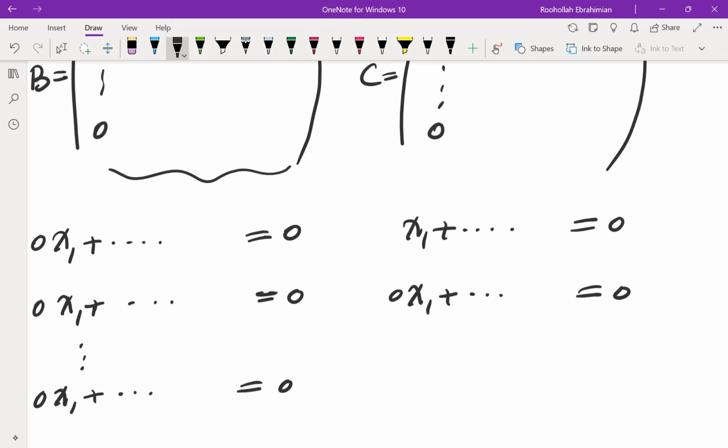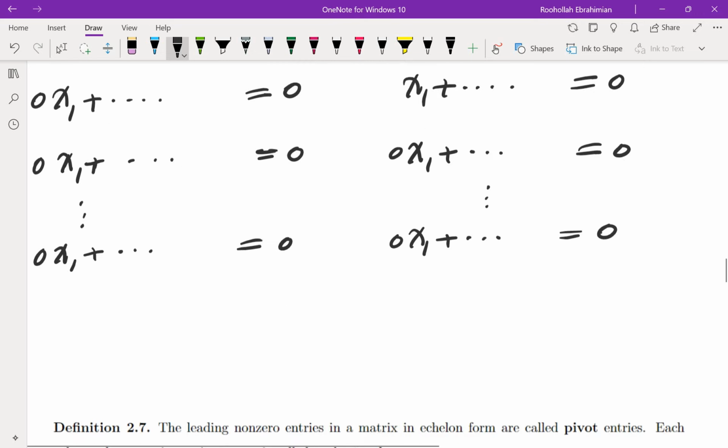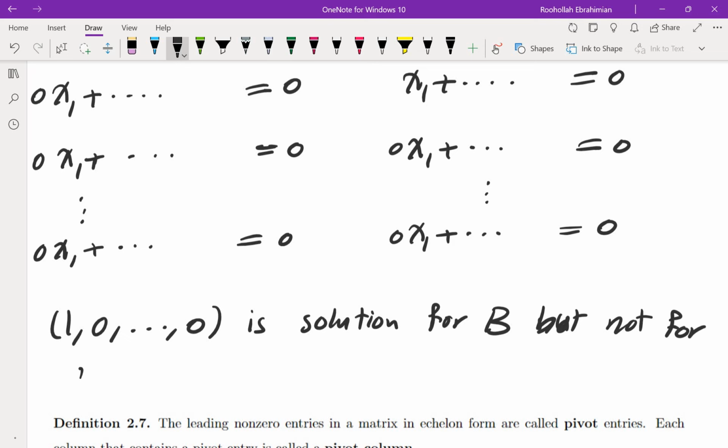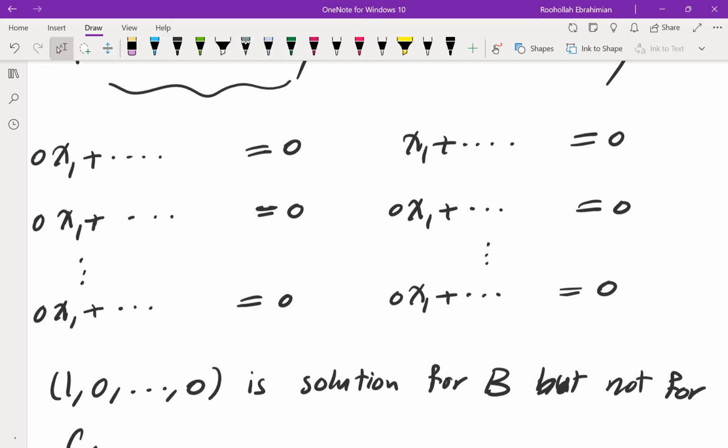Now, if you look at the system for B, it has a solution 1, 0, 0, 0, 0. This is a solution for B, but not for C. So what does that mean? It means if you replace x1 by 1 and everything else by 0, it checks the first equation for B, but it doesn't check the first one for C, because the first one becomes 1, not 0. So B cannot be a reduced echelon form for C.